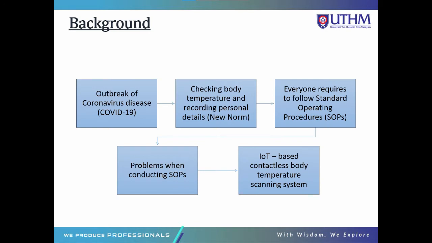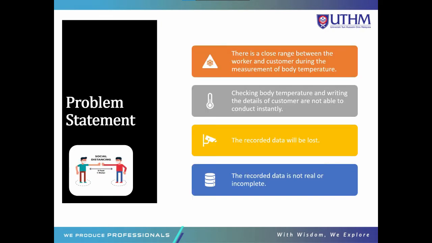Due to the outbreak of coronavirus disease, checking body temperature and recording personal details have become the new norm. Everyone is required to follow this standard operating procedure when arriving at a new place. However, there are some problems that occur when conducting this SOP. So, an IoT-based contactless body temperature scanning system is proposed in this paper to avoid the problems occurring in the UTHM campus. There are 4 problems that occurred when conducting the SOPs.